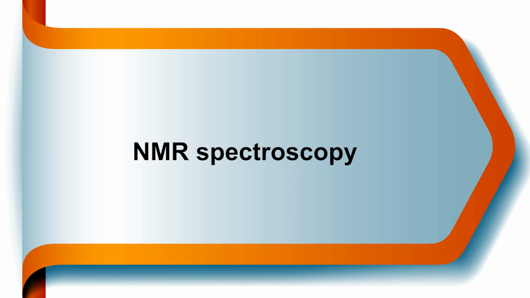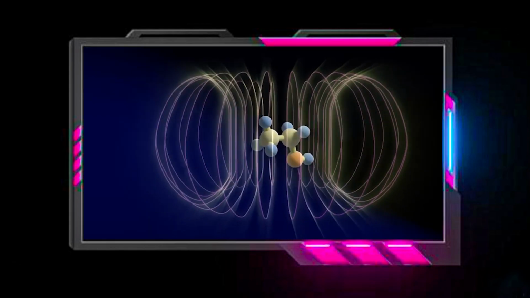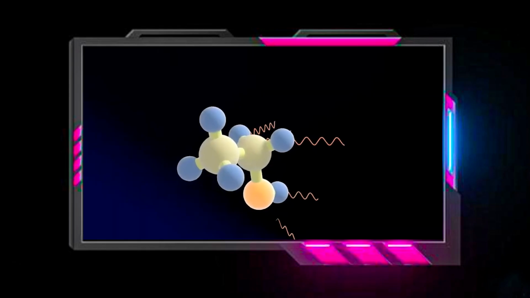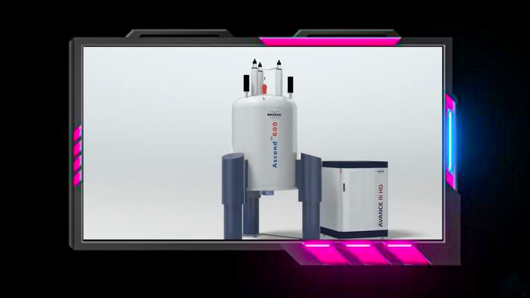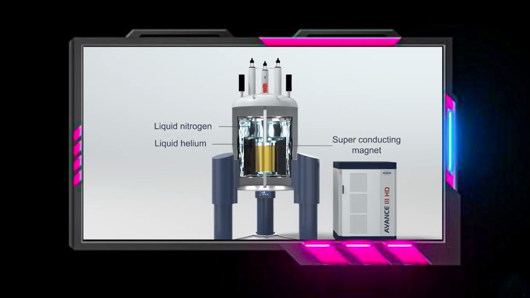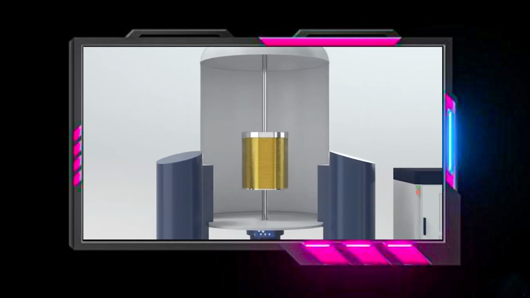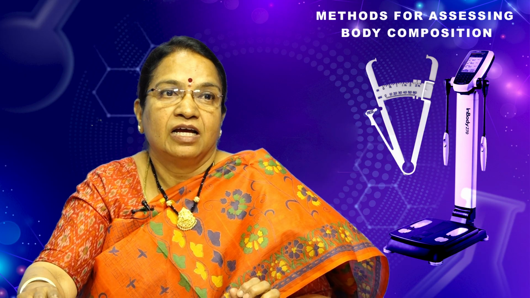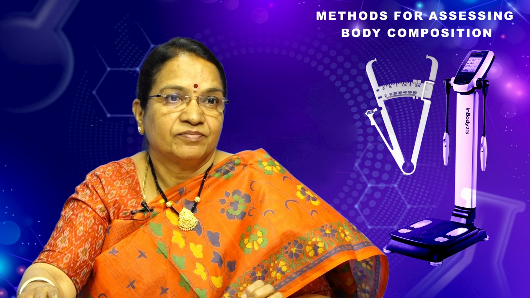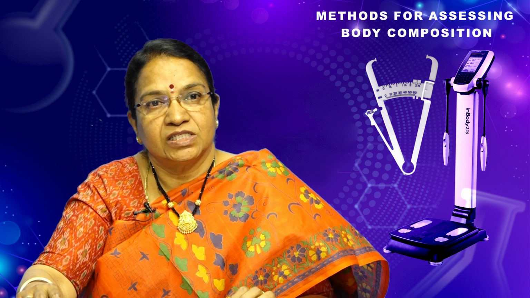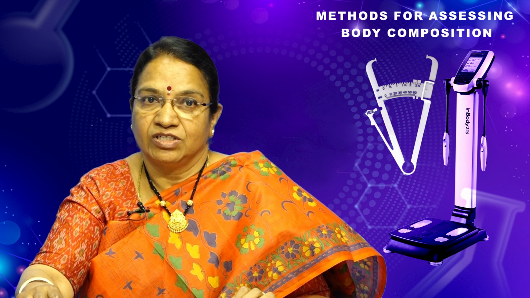Then NMR spectroscopy. NMR is a standard non-invasive technique for measurement of intrahepatic lipid and intramyocellular lipid, that is, lipid inside the muscle fibers. So, you can measure the fat present in the liver and between the muscle cells and outside the muscle cells. NMR is a surrogate for liver biopsies to detect fat content in the liver.